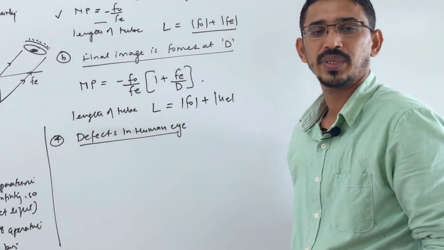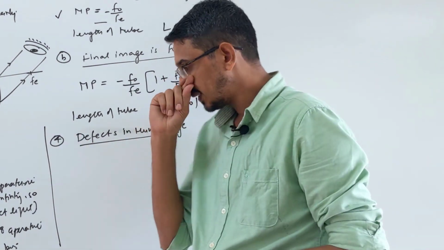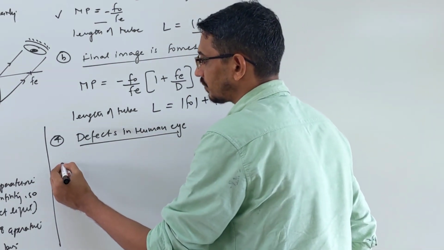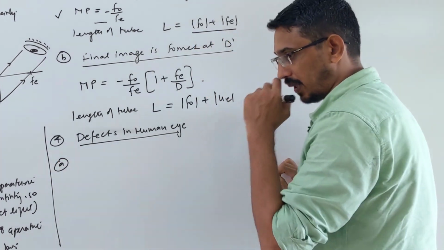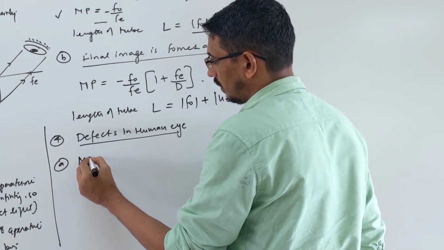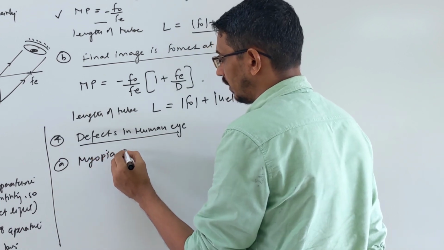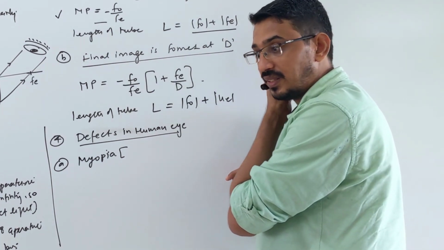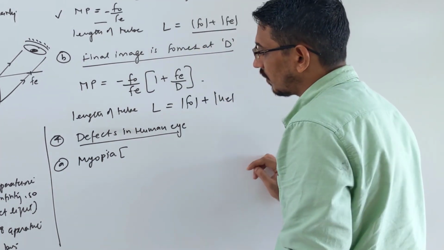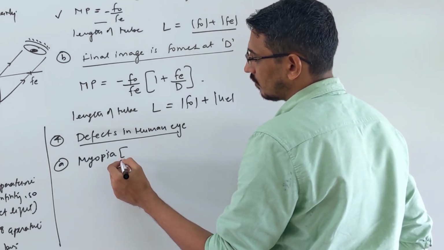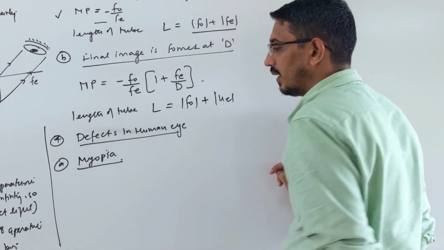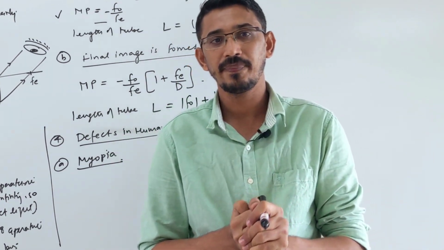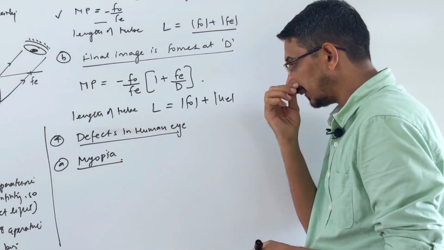It's a very general topic. Hope you already know what type of defects we have in eyes, myopia and others. So let's talk one by one. First defect is called myopia, other name is short sightedness, or sorry, long sightedness or far sightedness. As you already know, in myopia we cannot see the far objects clearly. Why does that happen? Look here.